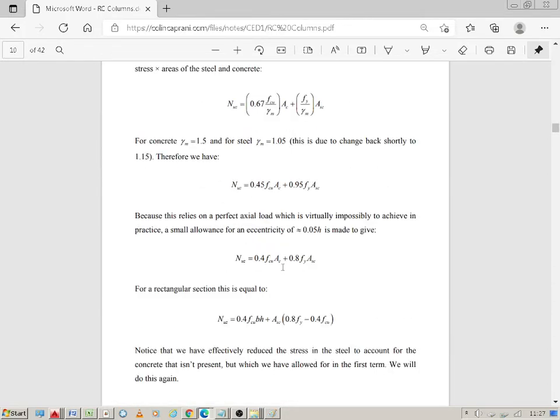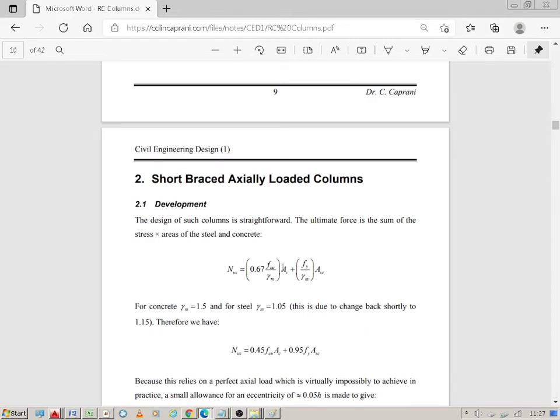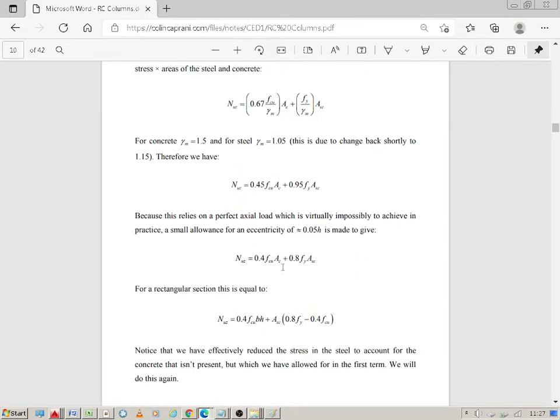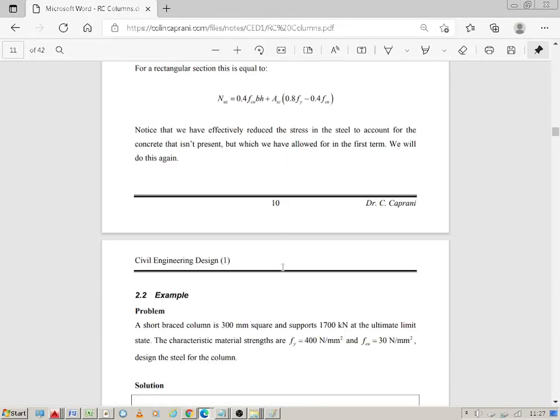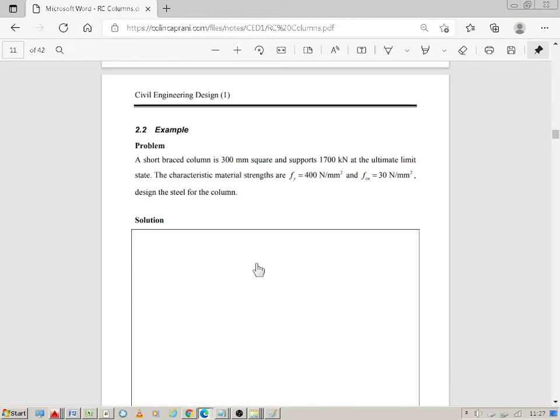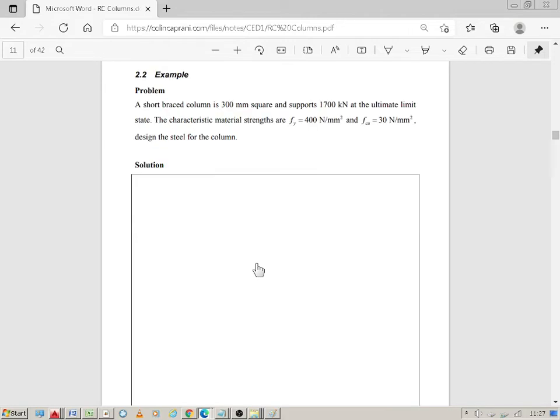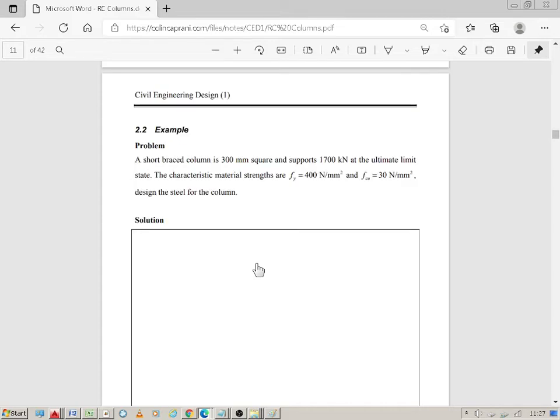Hopefully everyone can understand that; it is fairly straightforward. I've done another complete video on short braced axially loaded reinforced concrete columns, but I'm going over it again because this is an introduction to reinforced concrete column design, so we need to know the basics. The next step is a short braced column with moments as well. Now let's look at example 2.2.